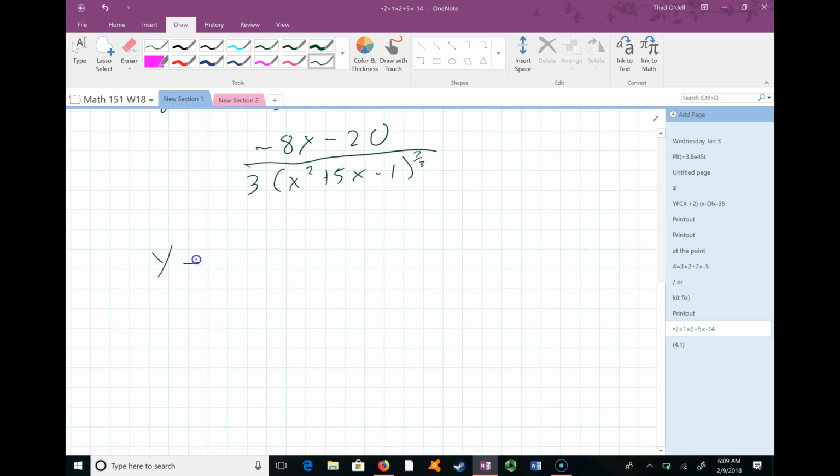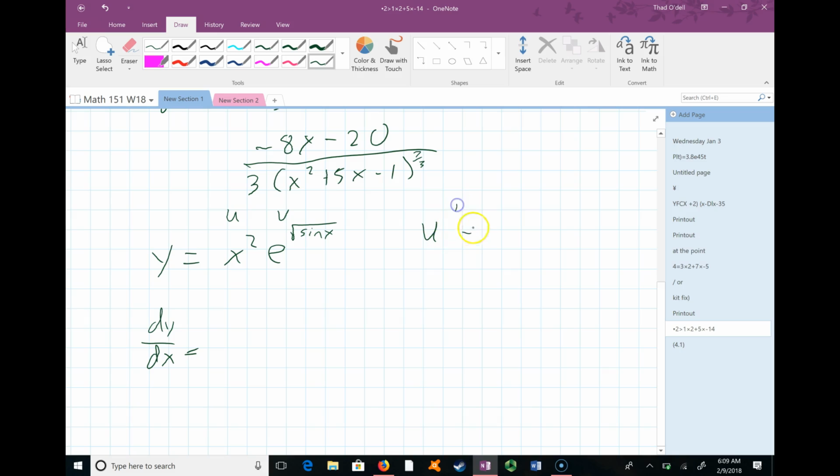I'll do another example. How about this crazy one? x squared e to the square root of sine x. So dy/dx. This is the product rule, of course, because we got something times something, and both somethings involve an x. So this would be my u, this would be my v.